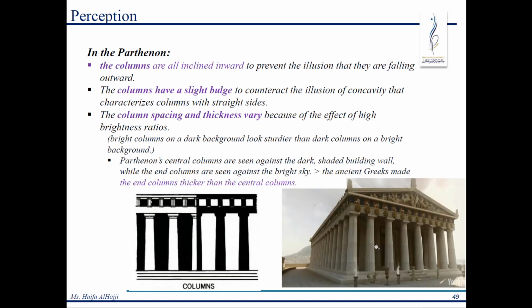So what they did is make the columns in the center look thinner, for example, and the columns on the sides of a larger radius, so they can look the same size as the ones in the middle.